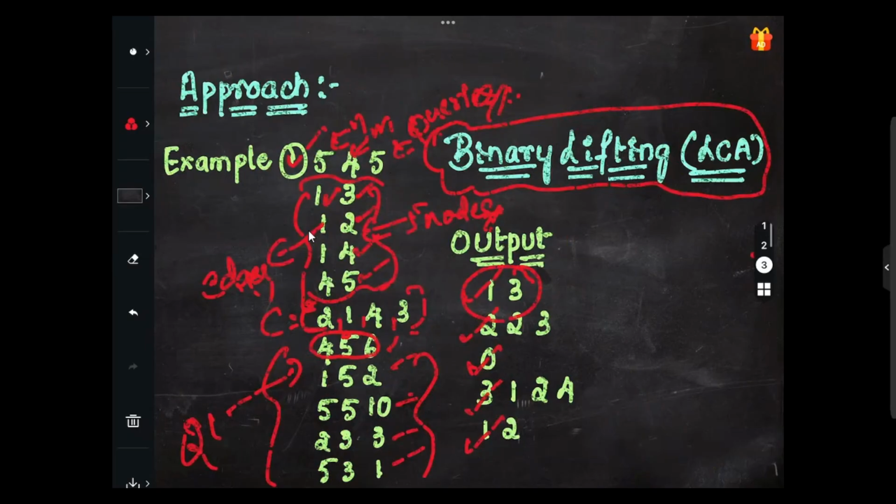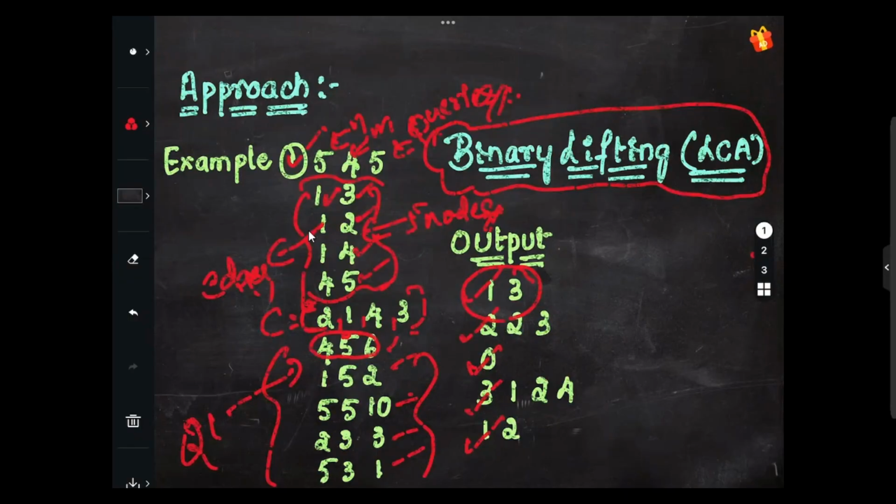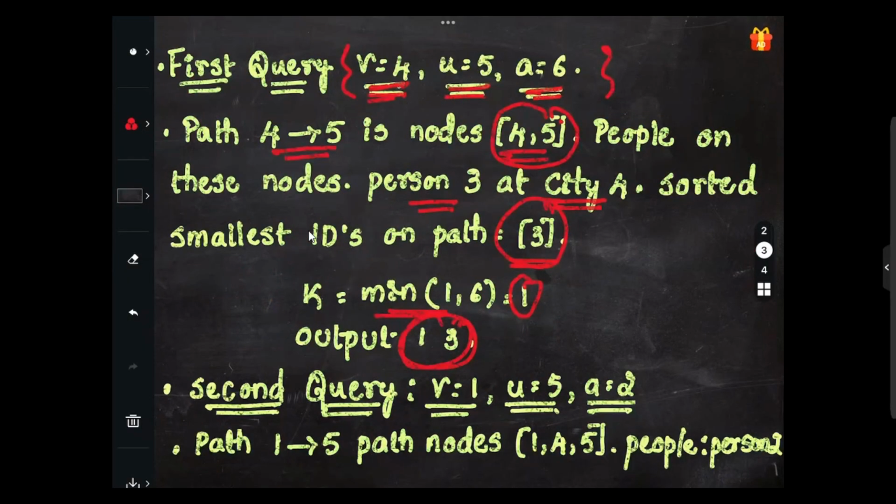Then next, let's continue with the second query. So for the second query, I'll show you, this one 1 5 2 we have, right? 1 5 and 2 we have for the second query. So let's do the same thing. For the second query, we have the path from 1 to 5, right? We have the path here. The path was from 4 to 5. A was equivalent to the 6 actually, right?